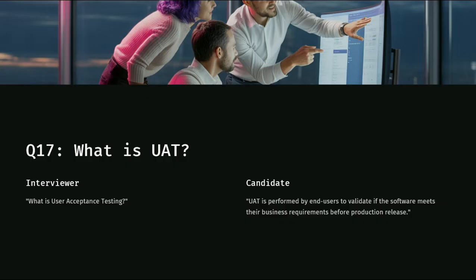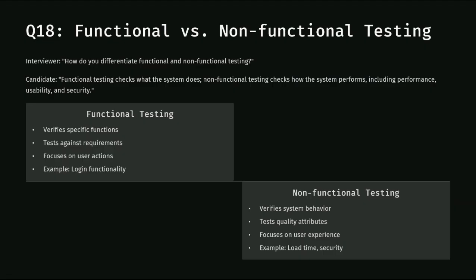Right? So, next question is, what is user acceptance testing? UAT is performed by end users to validate if the software meets their business requirements before production release.